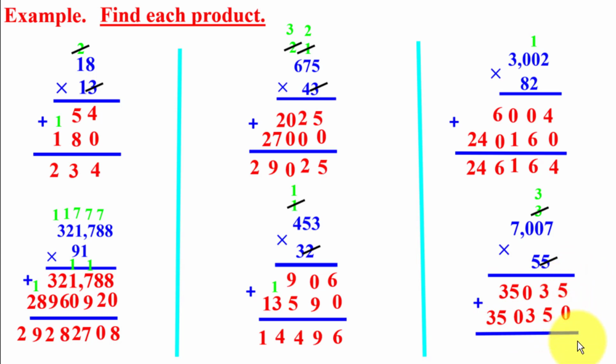Don't forget, align the two partial products above each other to make adding easy. 5 plus 0 equals 5. 3 plus 5 equals 8. 0 plus 3 equals 3. 5 plus 0 equals 5. 3 plus 5 equals 8. And bring down 3 finally. So the product here is a 6-digit number. We can read it easily. 385,385.